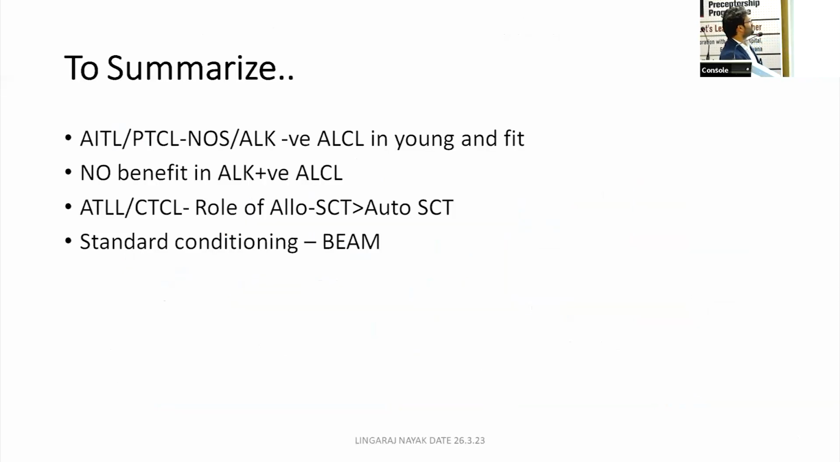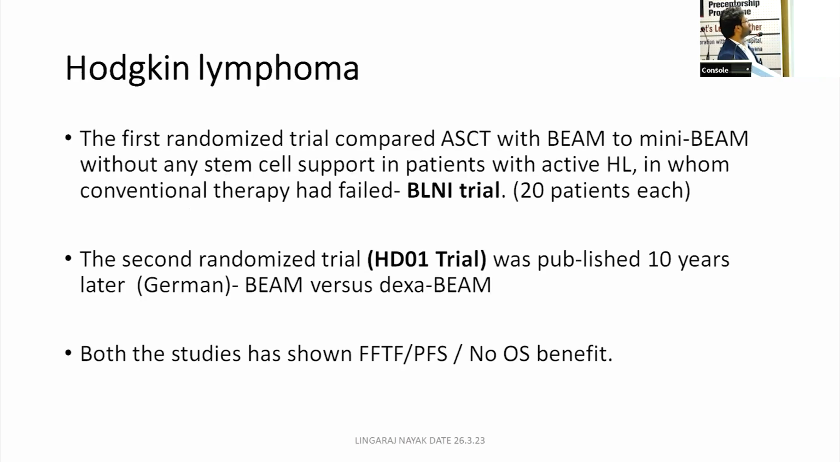To summarize: AITL, PTCL NOS, ALK negative in young fit patients, benefit; no benefit in ALK positive, I agree. ATL and CTCL, interestingly, these are two T-cell lymphomas where probably allo is better than doing an auto transplant. The data for auto transplant is very limited. Probably it doesn't help. Standard consideration is B.